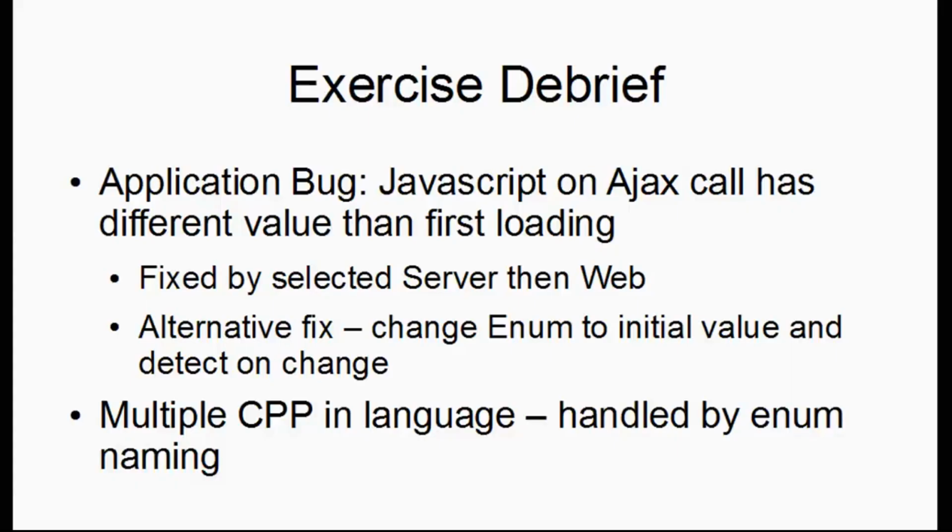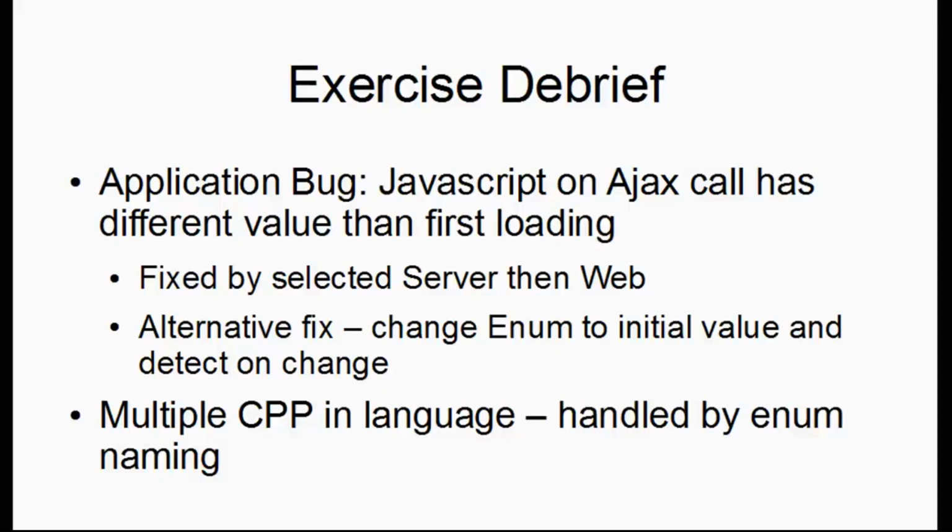We could go further and we could make the page object handle whether it has been loaded by Ajax or is still the default, and respond correctly based on it, in which case we're coding a workaround for the bug in the page object. I decided not to do that. And the other complexity was that when you put the enum in the language, there are two C++s. There's one C++ for server and one C++ for desktop. And I handled that just by putting in two C++ in the enum.